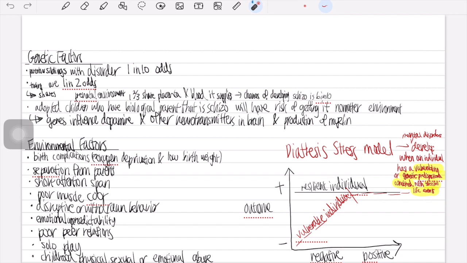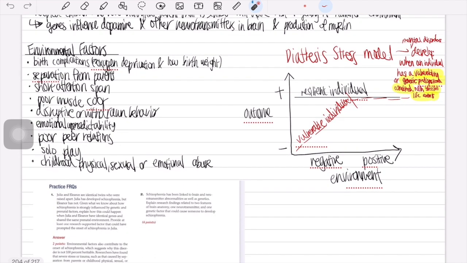And adopted children who have biological parents that are schizophrenic will also have the risk of getting it no matter the environment. So as long as the gene exists, there is a great chance of getting schizophrenia. And again, genes influence dopamine and other neurotransmitters in the brain, and are also in charge of the production of myelin.